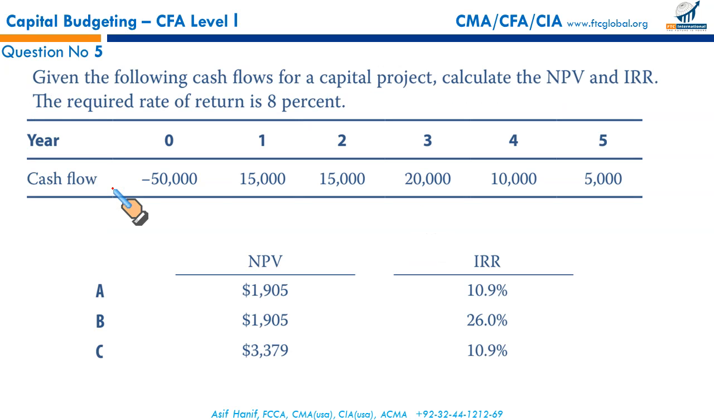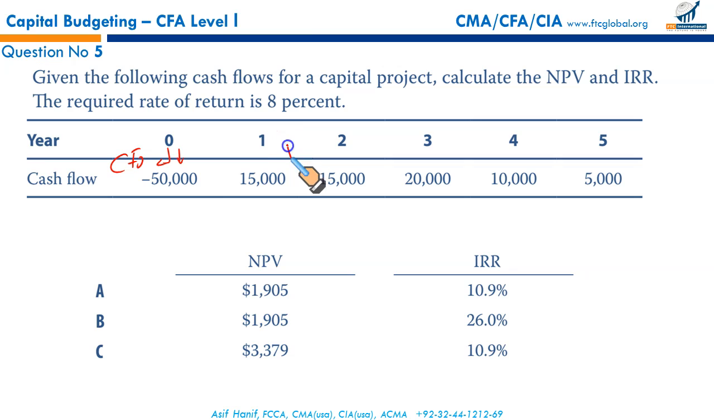Now this is a good question. It involves calculation of NPV, IRR, calculation of payback period as well as discounted payback period. So we will use the calculator for this, and the rest of the questions we'll just simply move on and enter. Simply I will write down the notations and that's all. Given the following cash flows for a capital project, calculate the NPV and IRR. The required rate of return is 8%, 50,000 outflow at the start of the project, 15,000, 15, then 20, then 10 and 5.